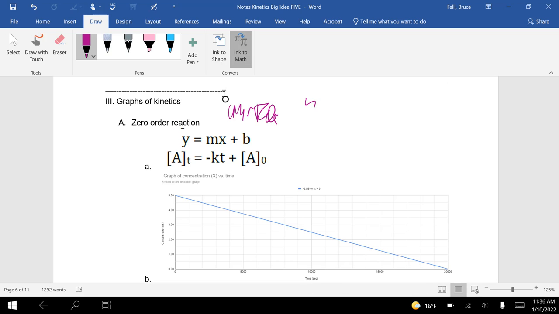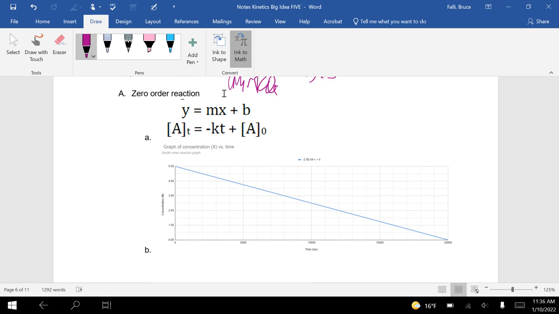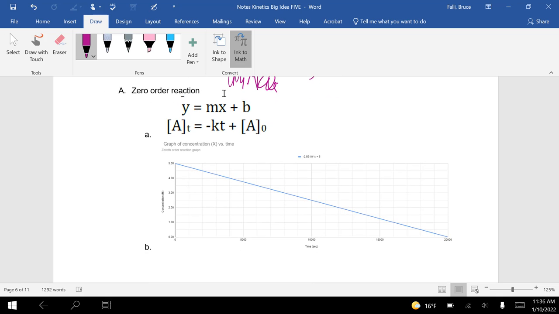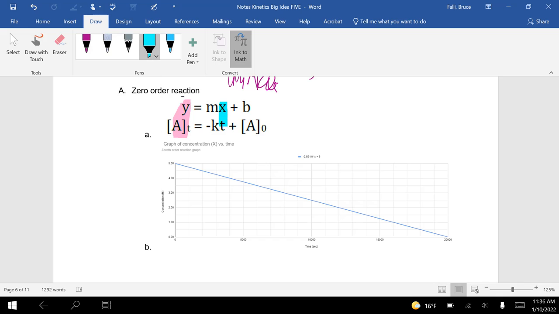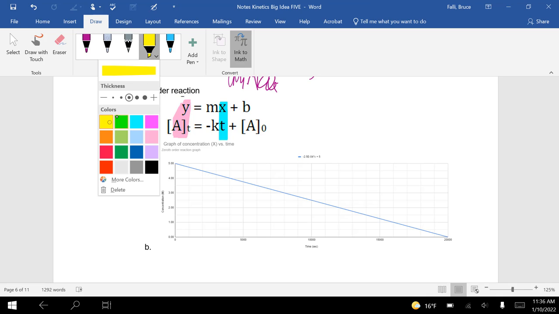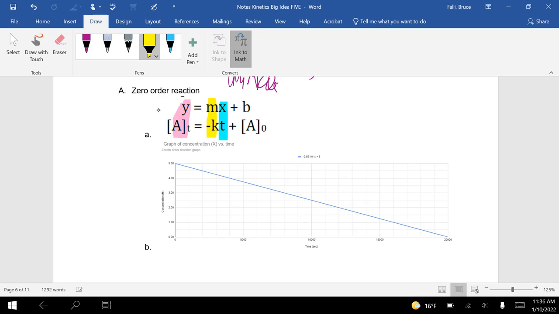This three means we're in 5.3 for big ideas, and we're going to look at the graphs of kinetics. So we're going to look at a zero-order reaction, and I want to emphasize how the Y and the X are in our integrated rate law. The other things don't really matter much. Well, I guess the slope is quite important.